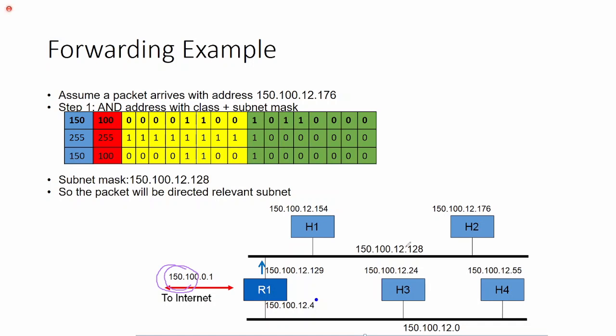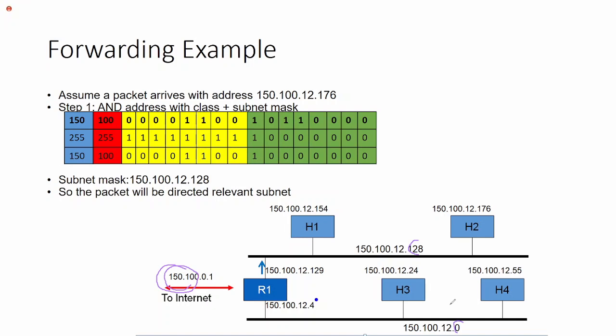150.12.0 and 12.128, right? A subnetting has happened. So this one address, 150.100, now you have two networks, right? This network and this network. One network ID is 12.128. The other one is 12.0. So this one address, now we have divided into two.